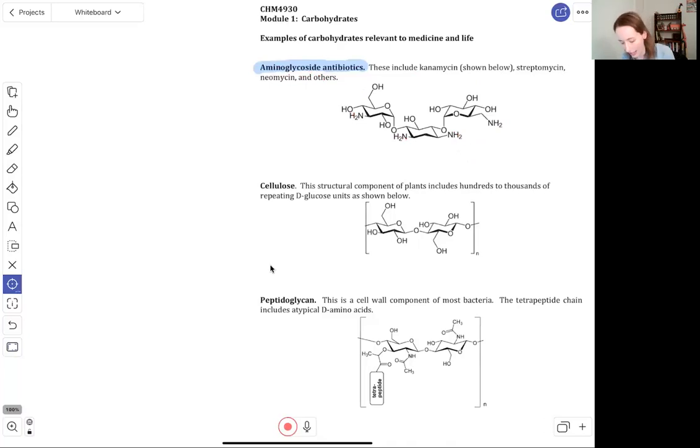And then glycoside is because we have these carbohydrate groups that are present there, the sugar units that are constructing this. Some aminoglycoside antibiotics that you may have heard of are kanamycin, streptomycin, neomycin, and a variety of other mycin antibiotic compounds, some of which you have likely at some point in your life taken as an antibiotic.